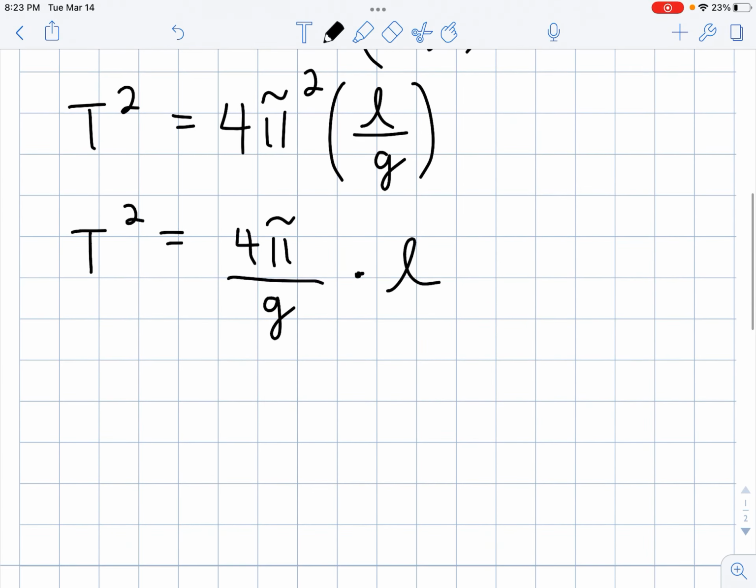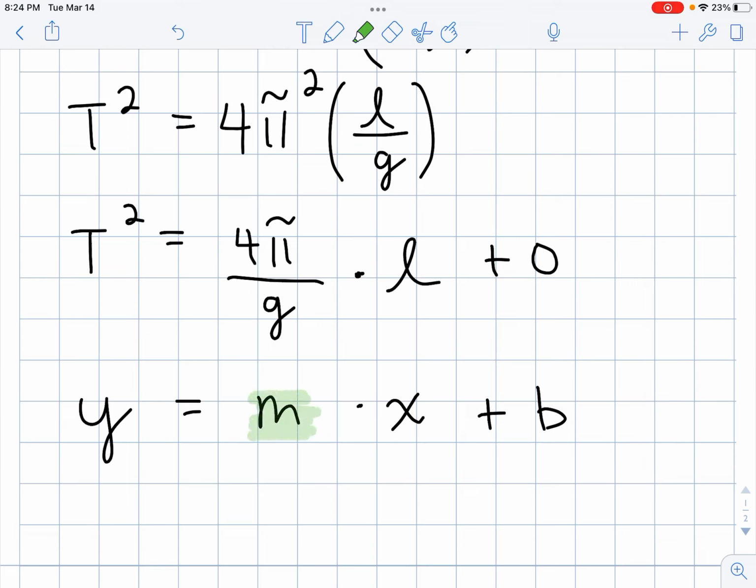But the value of the expression is exactly the same. So what do I have now? Now I have an equation that's in the form y equals m times x. We could add the plus b and write it plus 0, right? Because then we're not changing the equation. So our y-intercept would be 0. But what we care about is the slope, which is, oops, I forgot my little squared term, which is 4 pi squared over G, right?